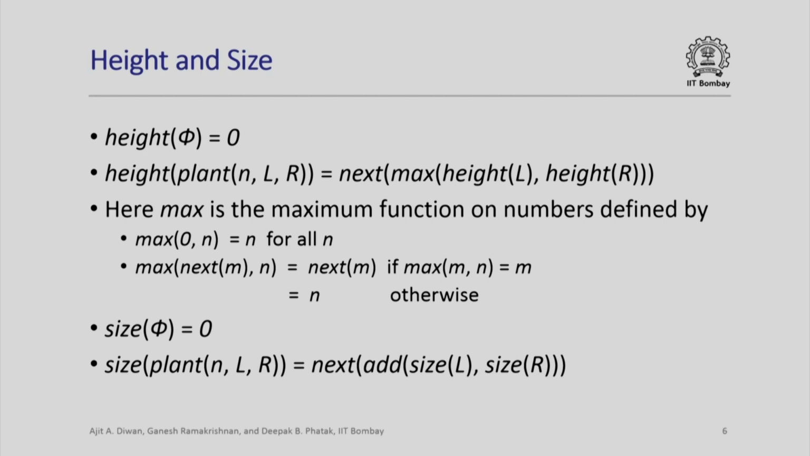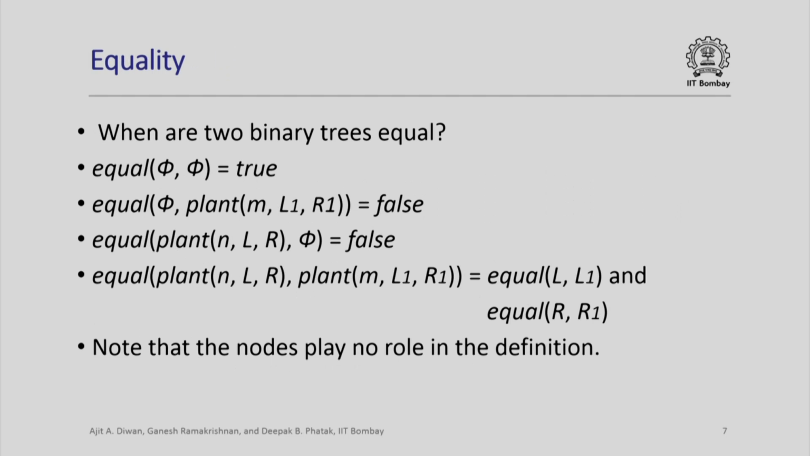Similarly, we can define the size of a tree. Size is nothing but the total number of nodes in the tree. Size of the empty tree is 0, and size of the tree obtained by planting L and R at node n is we take the size of L, add the size of R to it, and add one more to it for the node n itself. So, it is next of add of size L comma size R.